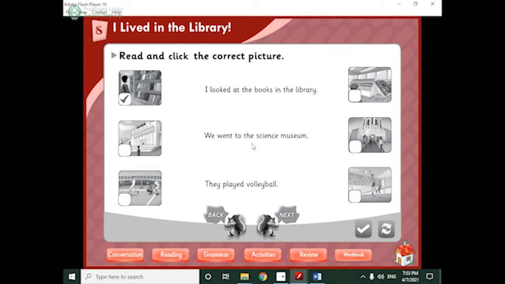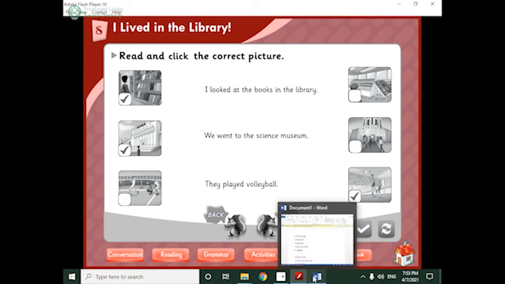We went to the science museum. Again you take the first picture, as you can see, museum, but this is a cinema. They played volleyball. Of course, you take this picture. Now let's move to exercise D on the same page.